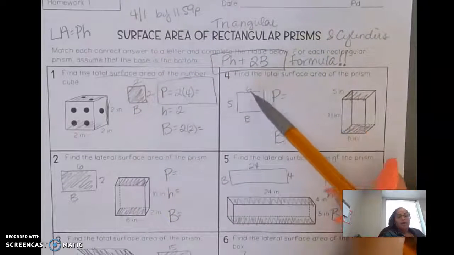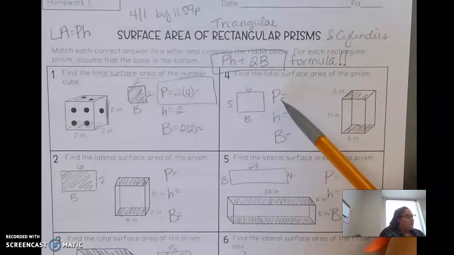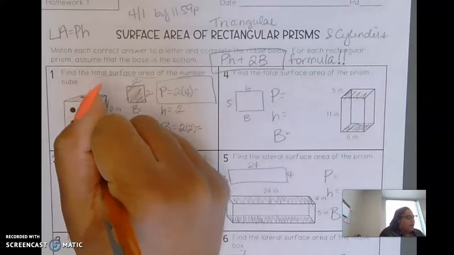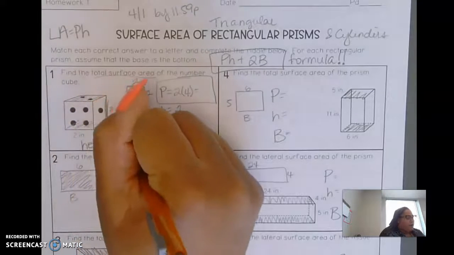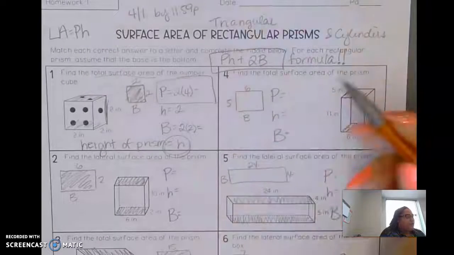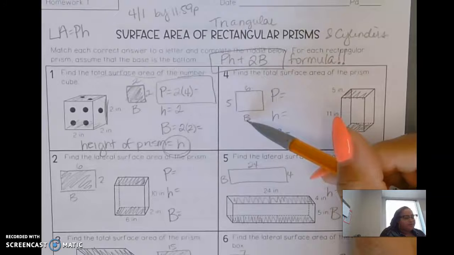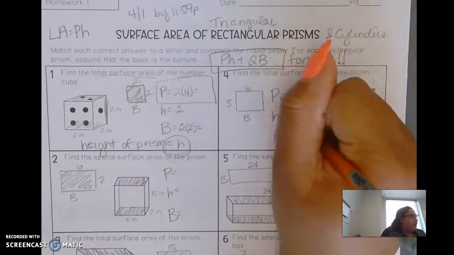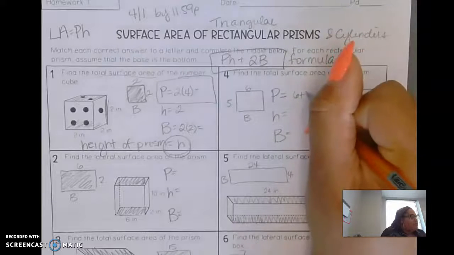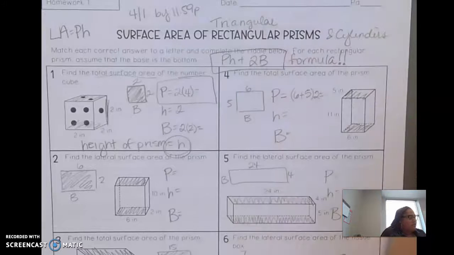All right, so number 4, it says find the total surface area of the prism. So P, big P is the perimeter of the base. H is the height of the prism. Do not forget that. Height of prism is H. That's the most important H. Yes, this has a B and an H, but this is not that important because it's covered by the big B. So the perimeter here, I have 2 sides that are 6 inches long, and I have 2 sides that are 5 inches long. So I want to add those and then multiply by 2.